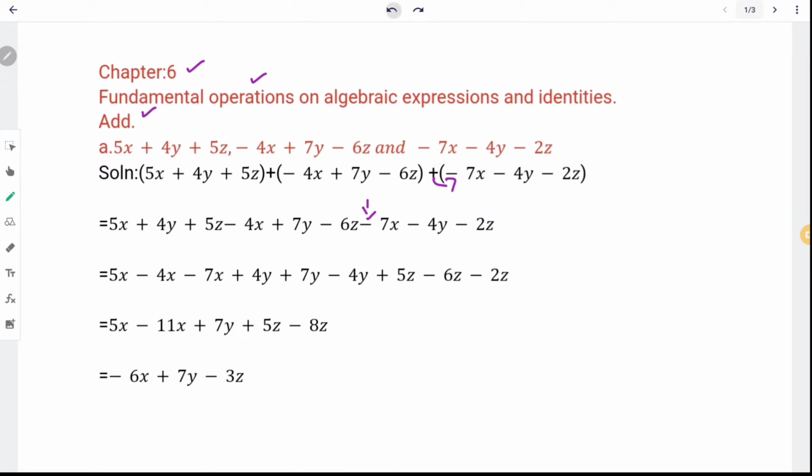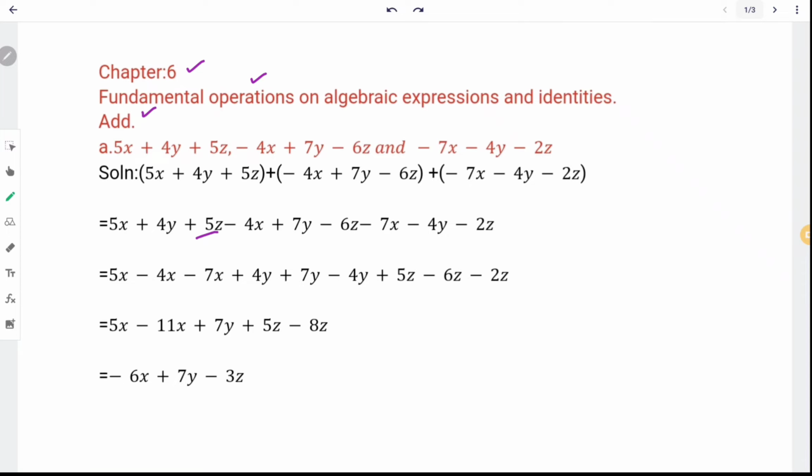So once we've opened the brackets, we'll start to arrange them accordingly. Okay, so you can see here 5x minus 4x minus 7x. So keep them all together like this. Next, let's go with the y again. 4y plus 7y minus 4y. So you can see here 4y plus 7y minus 4y, and the last is the z. Okay, so plus 5z, right, I've written, then minus 6z written, and then the last minus 2 times z. Right, we have written everything.